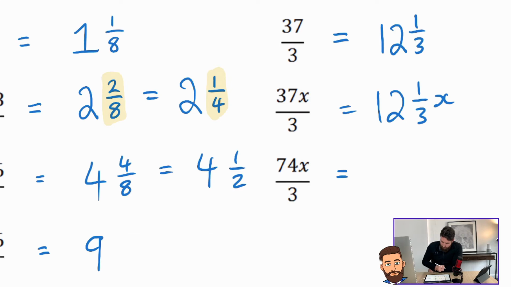How many times does 3 go into 74? Well, you don't know your times tables up to 74 in the 3. So it will be 24 and 2/3. So if you do need to work that out, you could do a bus stop and see how many whole ones go in.